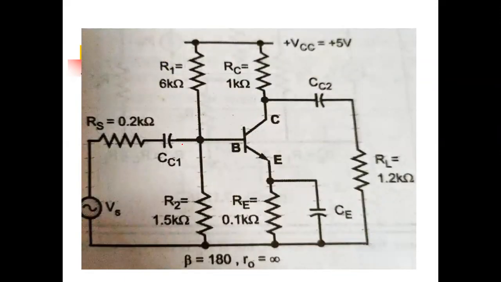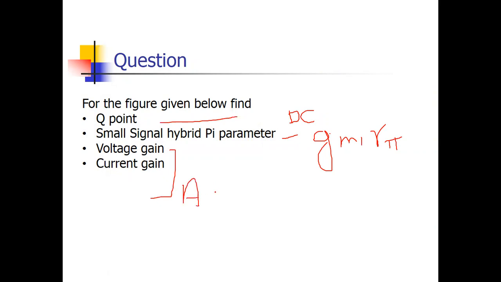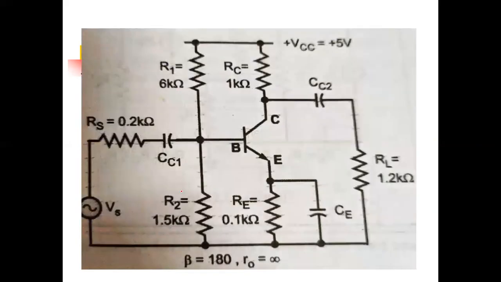Remember, as per the question, the Q point we can always calculate by using the DC analysis. Small signal hybrid parameters means gm and r pi. The formulas of gm and r pi are fixed: IC by VT for gm, and VT by IBQ for r pi. And voltage gain and current gain will be found by AC analysis. So again, listen, we have to do a 3 step analysis in the numerical. One is DC analysis for the Q point, for the hybrid parameters we have the fixed formulas for gm and r pi, and for voltage and current gain we have to do AC analysis. So this is the circuit given.